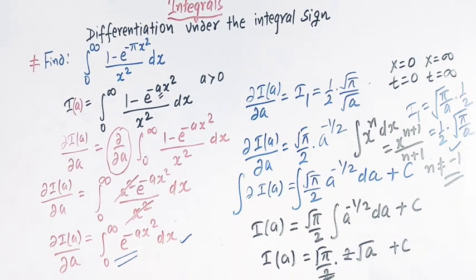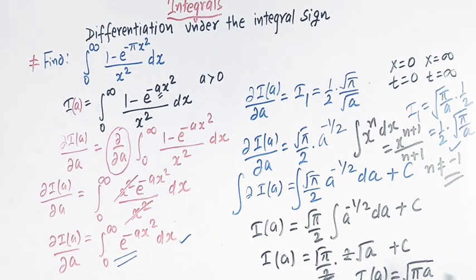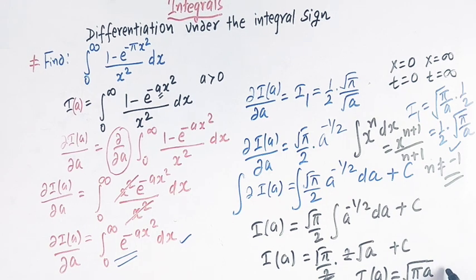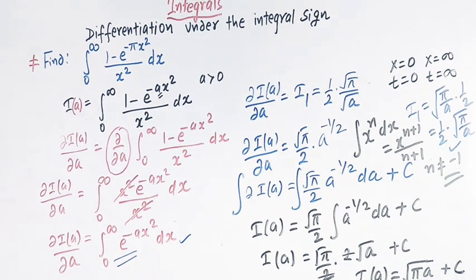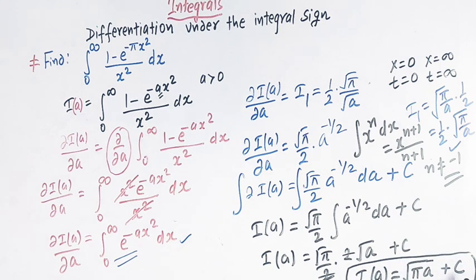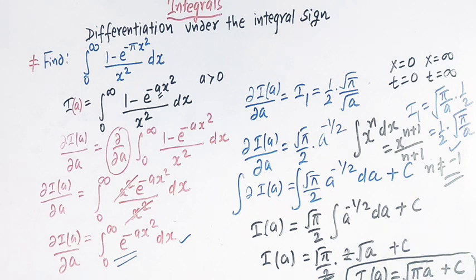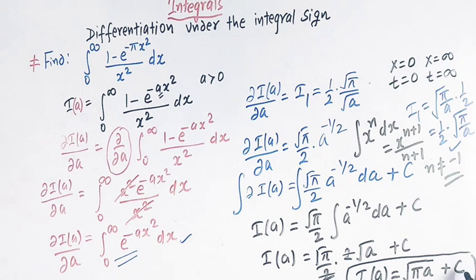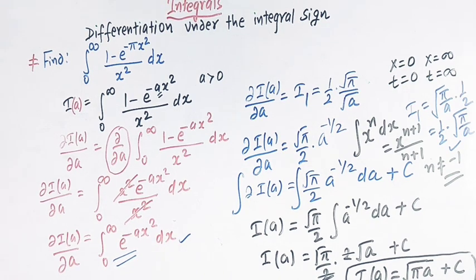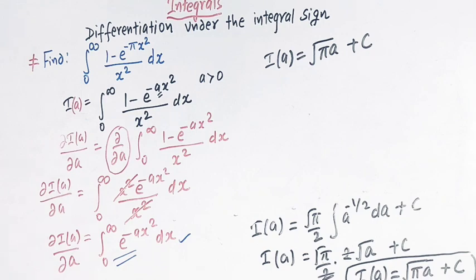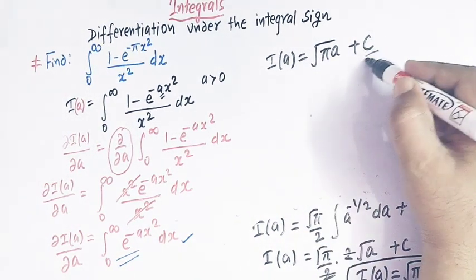So 2 and 2 get cancelled, so we are left with I(a) is equal to square root of pi times a, right? So combining these two terms, we have square root of pi a, and here we have c, right? So now our aim is to get the value of this c, which is the constant of integration, right? And we'll find this c with the help of some initial conditions. So let us find the value of c, right?